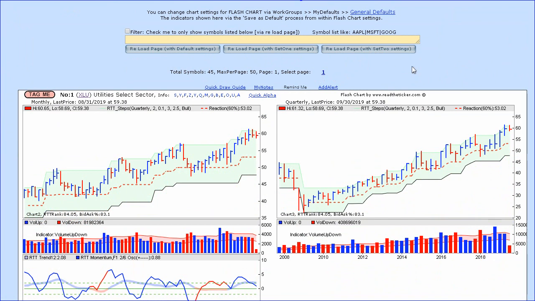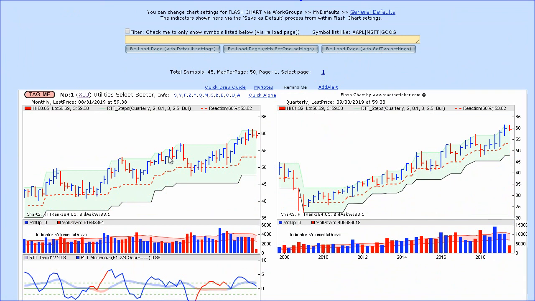Now I'm using 2 charts here. I'm using my favorite RTT steps for these settings with my ETFs, and I'm scanning a quarterly chart. This is a quarterly chart, and this is a monthly chart. Now I'm looking for a nice little base. It's holding above the 60% line. I've got my high range and my low range based on average true range and a few other tricks.